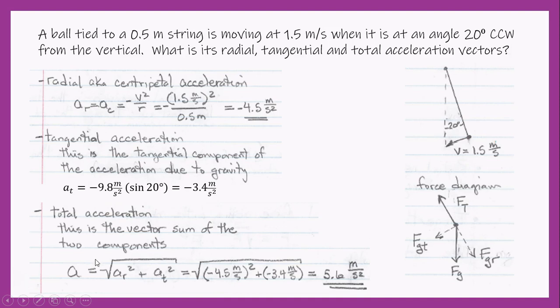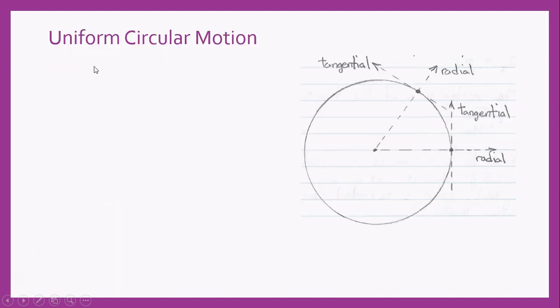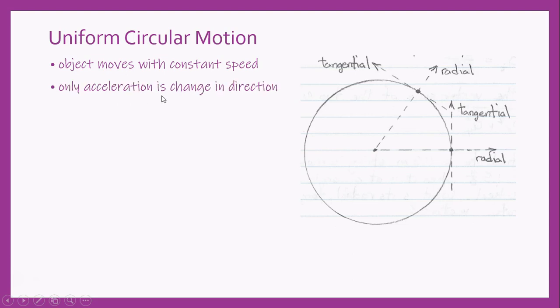Now that we've learned about the radial and tangential components of forces and accelerations and how they contribute to circular motion, let's move on and look at two special cases of circular motion. The first one is uniform circular motion, and this is defined as an object that moves in a circular path with constant speed. The only acceleration that's happening is the change in direction. The magnitude of the velocity is not changing.